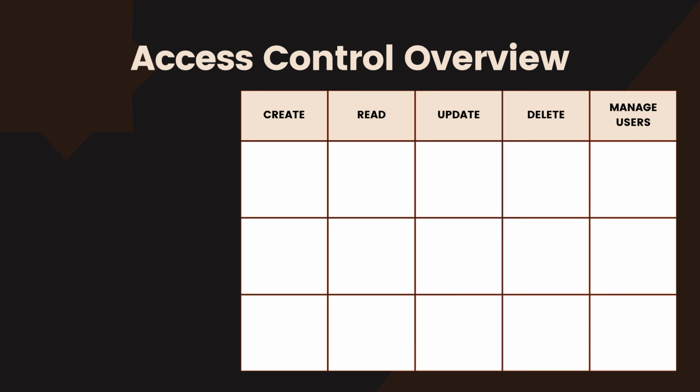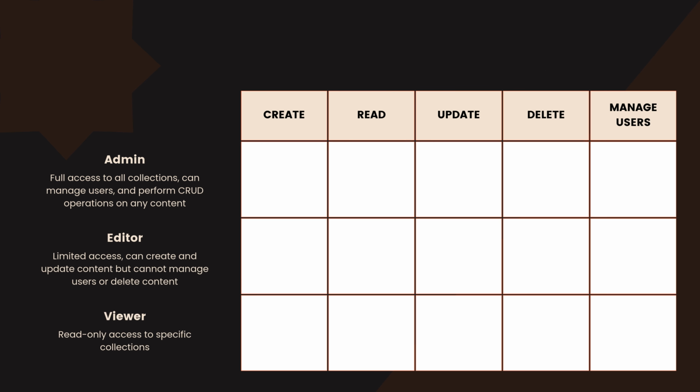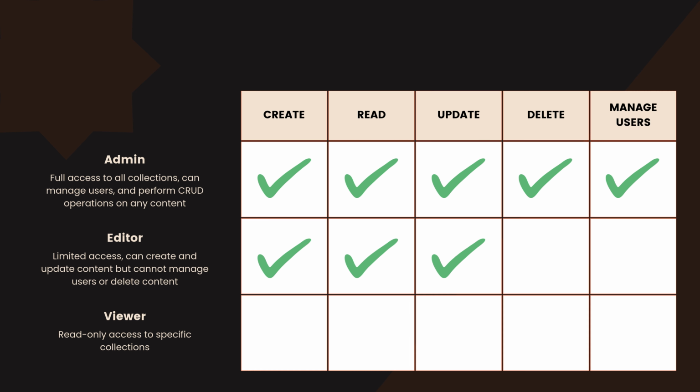Access control in Payload CMS allows you to define what users can see and do within your application based on their roles or specific conditions. This system is crucial for managing multi-level user access and ensuring that sensitive content is protected. By assigning roles such as admin, editor, or viewer, you can tailor the user experience to meet the specific needs of your application. For example, an admin might have full access to create, update, and delete content, while an editor might only have the ability to modify existing posts.